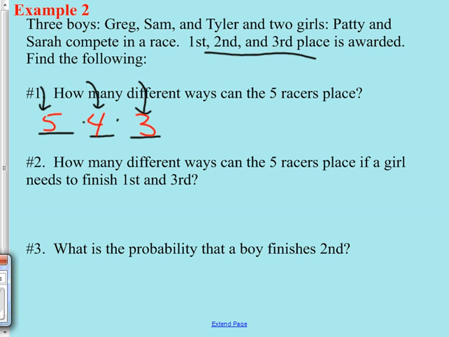Very good. All right. So, how many different ways can the 5 racers place if a girl needs to finish first and third? Okay, make 3 blanks again. Now, a lot of people think you have to do these in order. You do not. You should take the blank that has special needs and do it first. And in this case, there's 2 of these blanks, first and third. These ones are special. We should do them first.